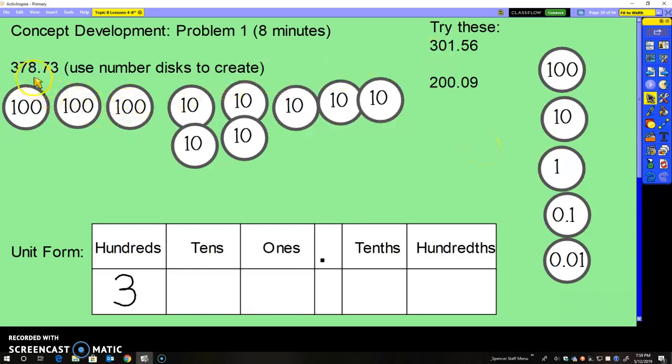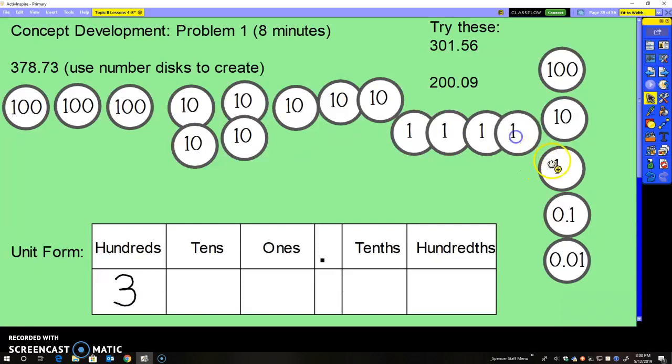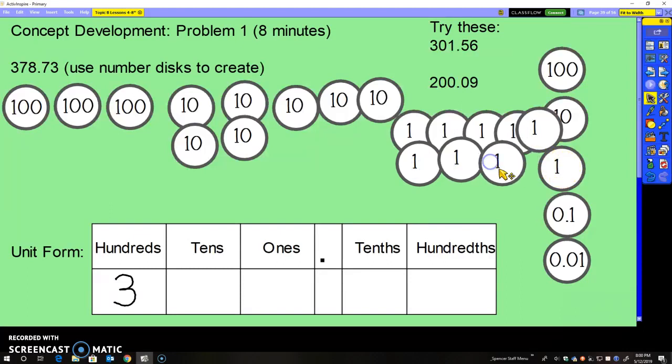This number also has 8 ones. I'm going to start running out of space here, but make yours as neat as you can. So 1, 2, 3, 4, and 5, 6, 7, 8. So 8 ones. Oh, I forgot to fill in our tenths.